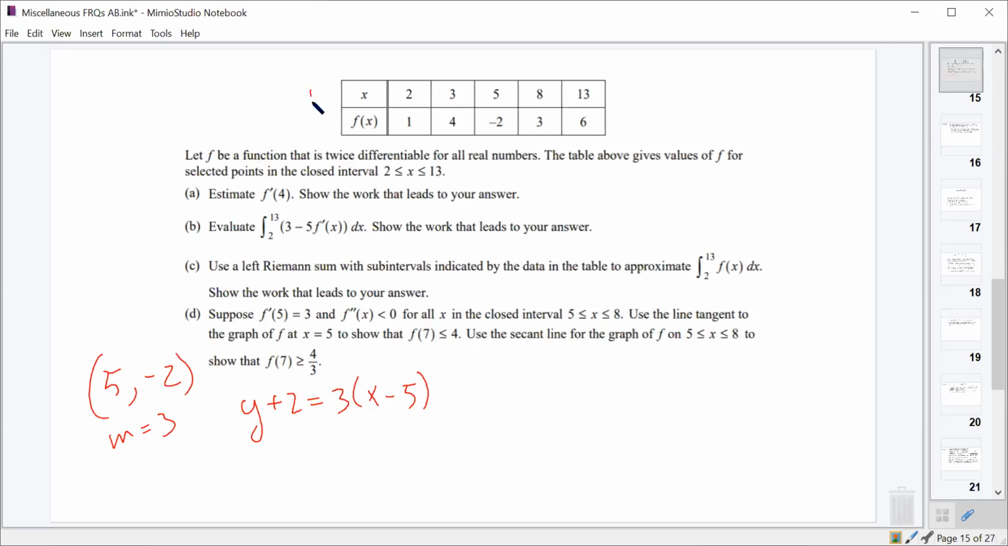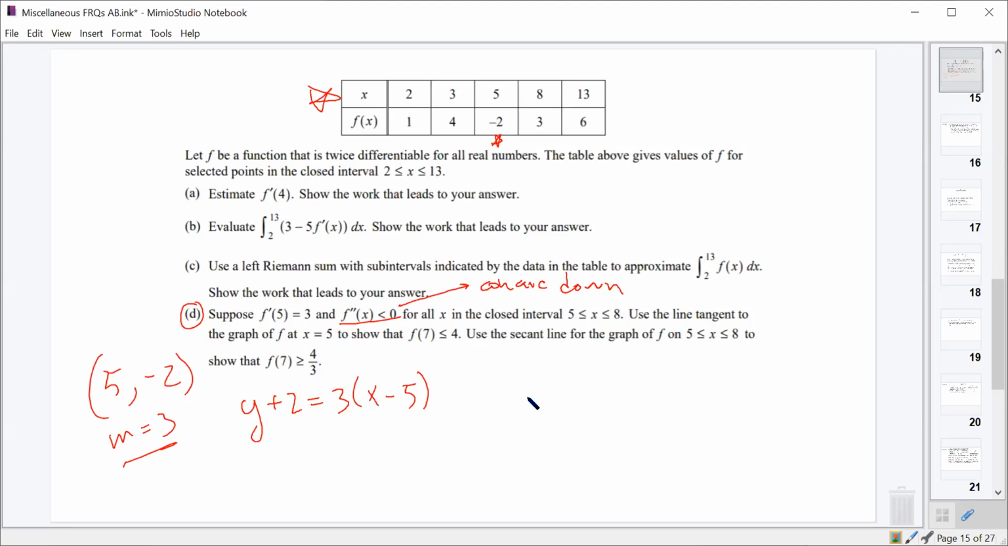Okay, so they gave us a chart. They're asking us here, part D, supposing that f prime of 5 is 3, so that's why I put a slope of 3. F double prime is negative, which tells us that this function is concave down between 5 and 8. And then we want to use the tangent line to f at 5 to do some stuff with f of 7. So the point was (5, -2) from the chart. The slope was 3 from what they gave us. y minus -2 equals 3 times x minus 5.